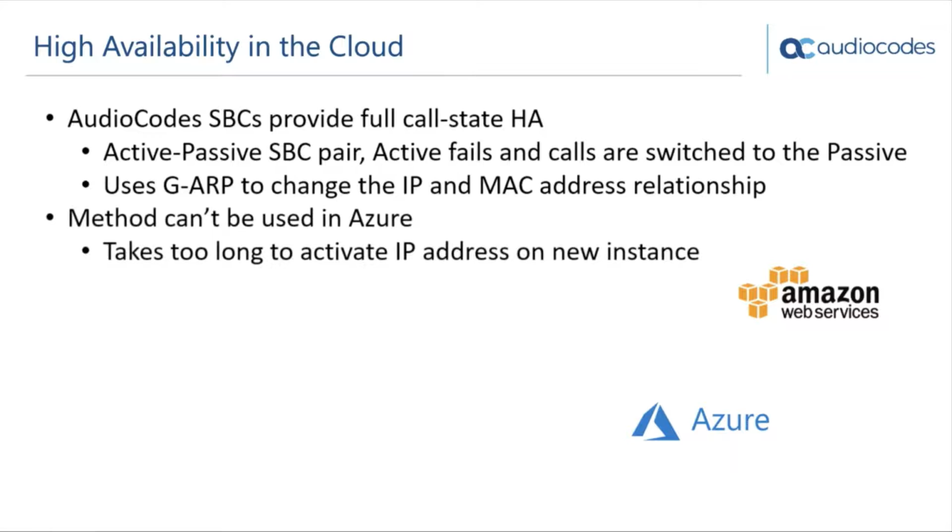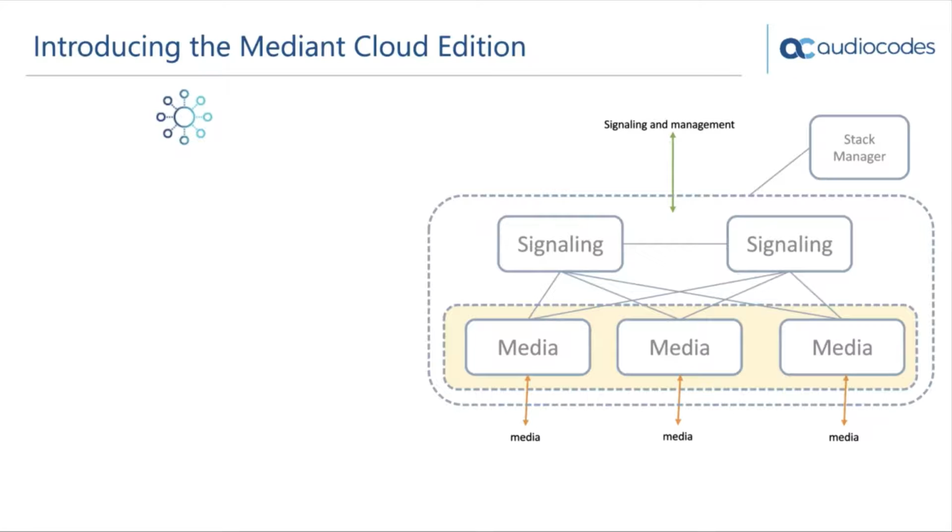Now, we can't do that in Azure because it takes too long to allocate an IP address on a new instance. It takes about 5 to 10 minutes essentially to get a public IP address running. So we just can't do that in Azure. So if you want high availability in Azure, we've created a new version of our SBC, which is called the Cloud Edition SBC.